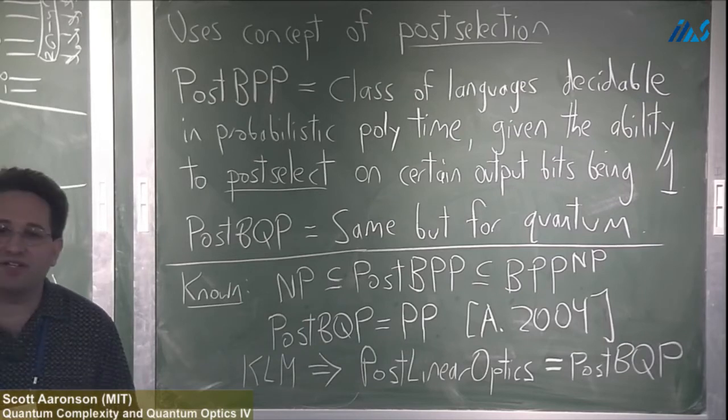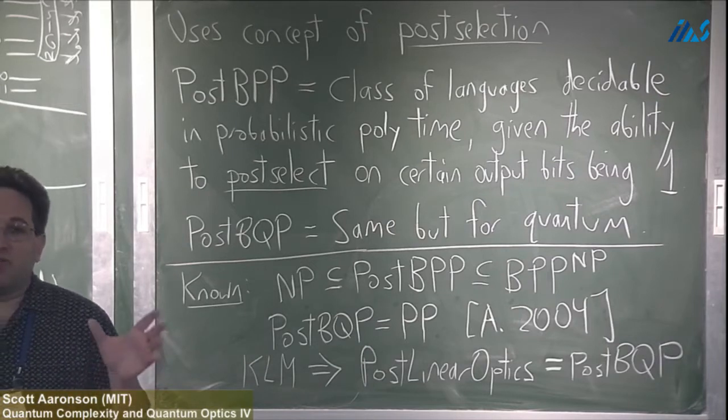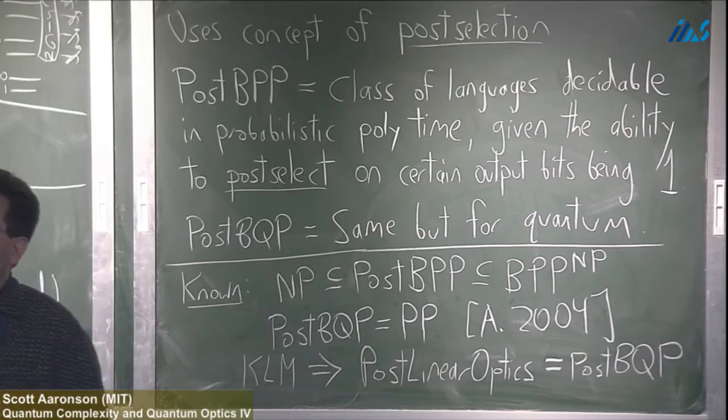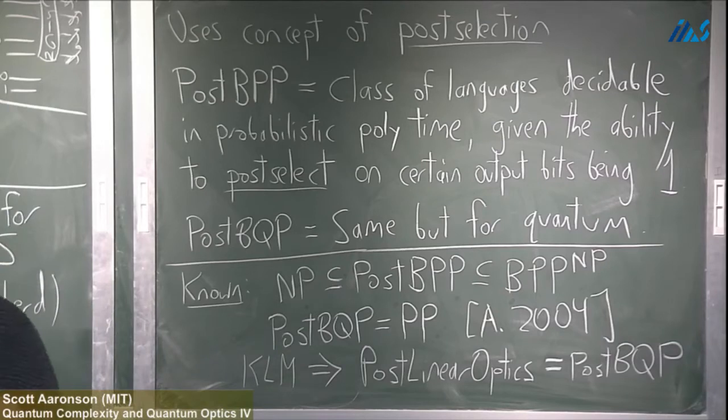Now it turns out that in the same paper of KLM where they do that, there's actually a much easier, simpler result, which they prove first along the way to their main result. Their simpler result says the following. It says that linear optics with post-selected measurements is enough to do universal quantum computation. And the proof of that result is a very simple trick.